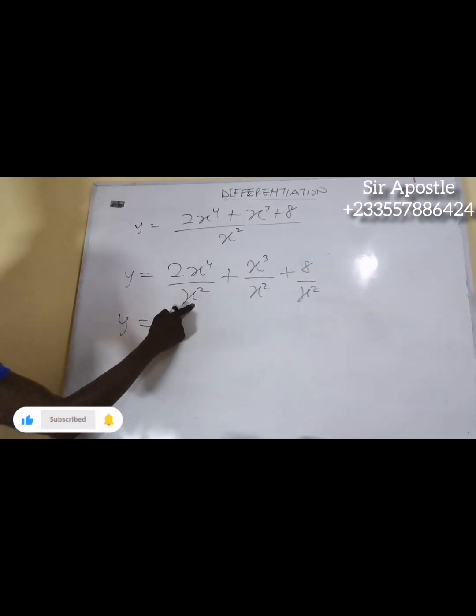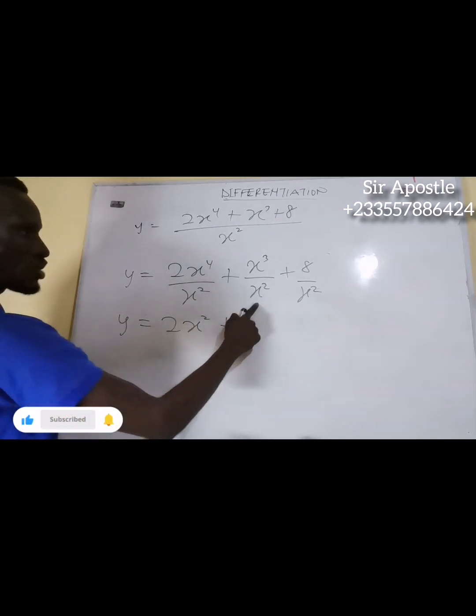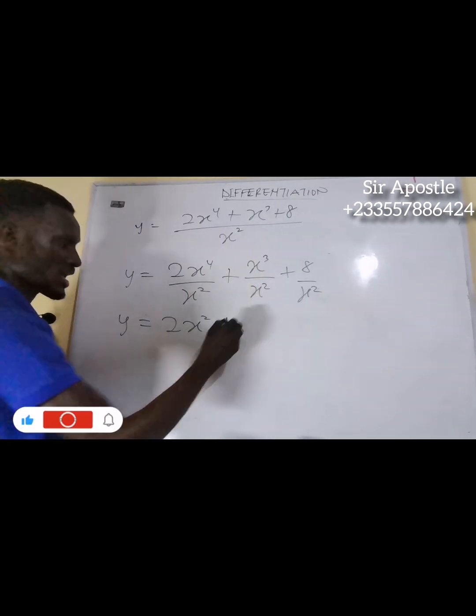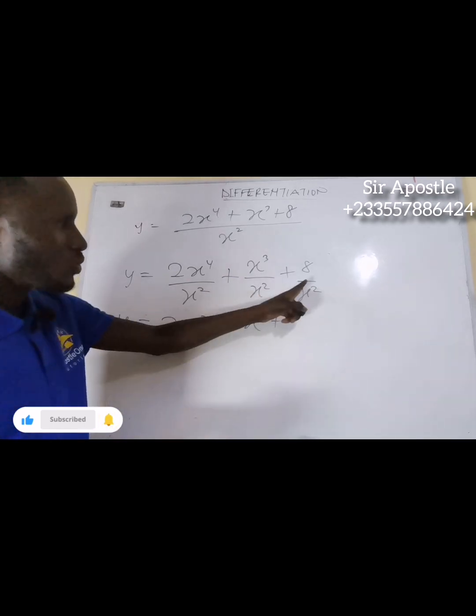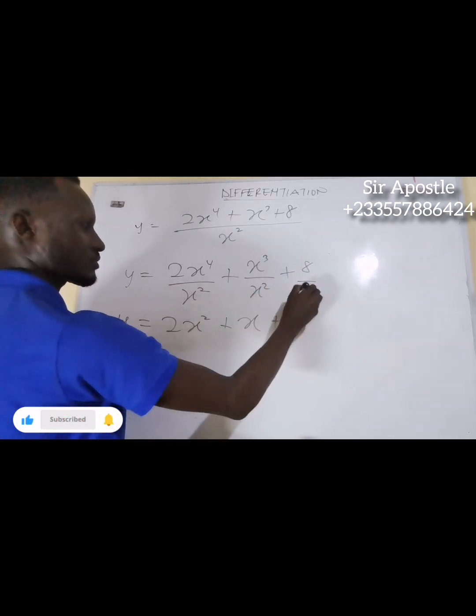We're going to get x equal to what? S squared will cancel 1, so we're going to get 2x exponent 2. Now the x squared will cancel exponent 3, so we're going to get x. Now this one, 8 over s squared, there is no way it can cancel.